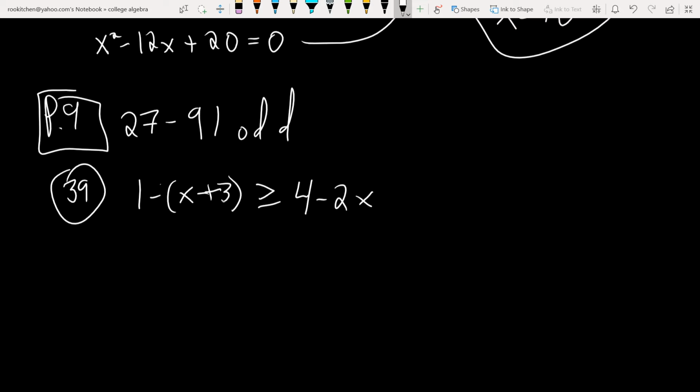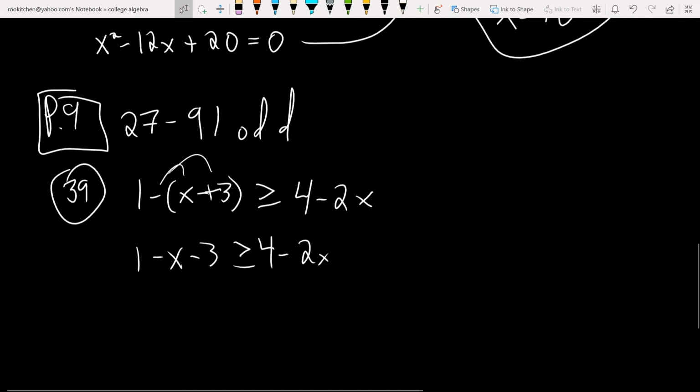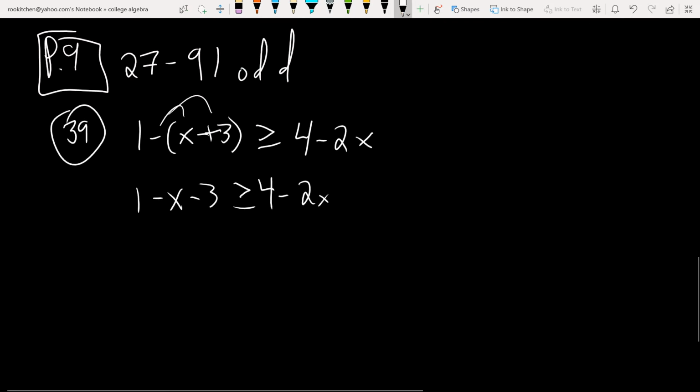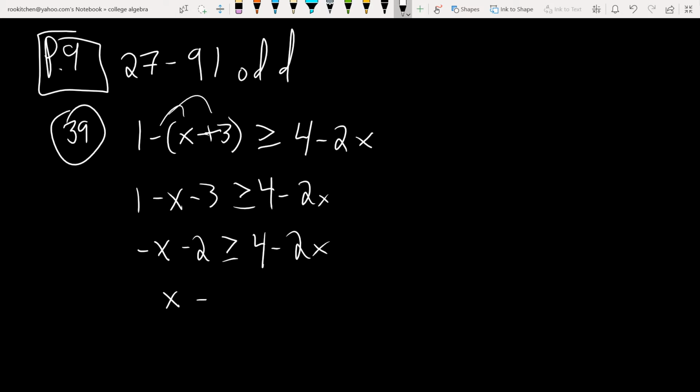Okay, so first I'm going to clean up both sides. So distribute the negative, and combine like terms. So negative x minus 2 greater than or equal to 4 minus 2x. Collect the x's on one side. Plus 2x on both sides gives me x over here. Minus 2 greater than or equal to 4. And then finally add the 2 to both sides. So x is greater than or equal to 6.